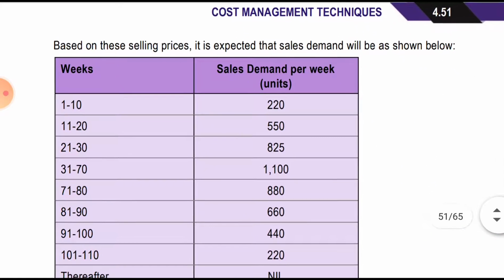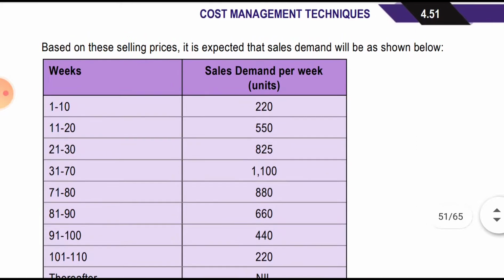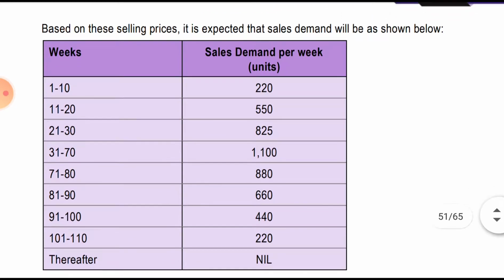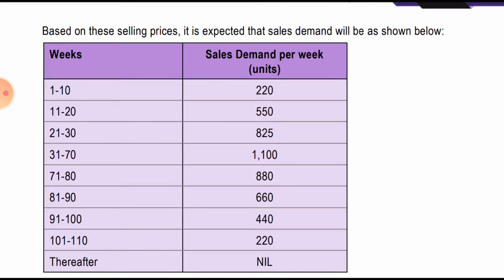Then, based on this selling price, the sales demand is expected to be as shown below. This is the sales demand by week. From week 1 to 10, the sales demand is 220 units per week. For the 11th to 20th week, it is 550. The sales demand is increasing because the product goes from the introduction stage to the growth stage, then the maturity stage, and then it will decline.